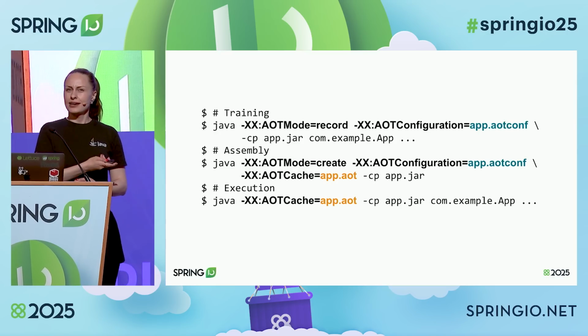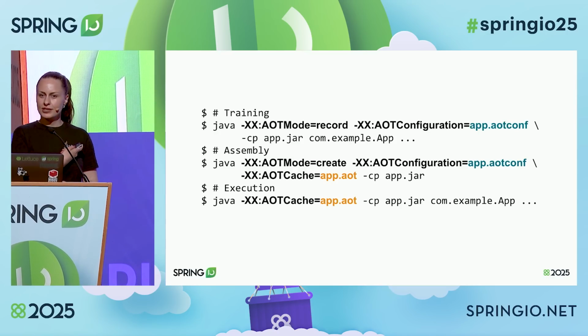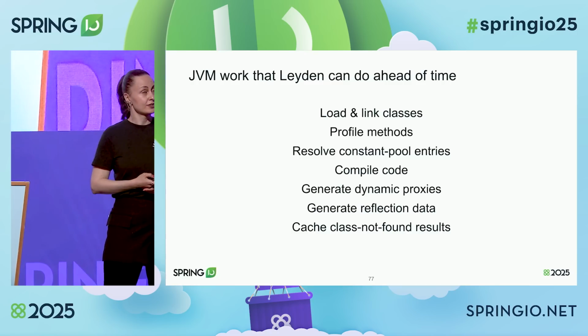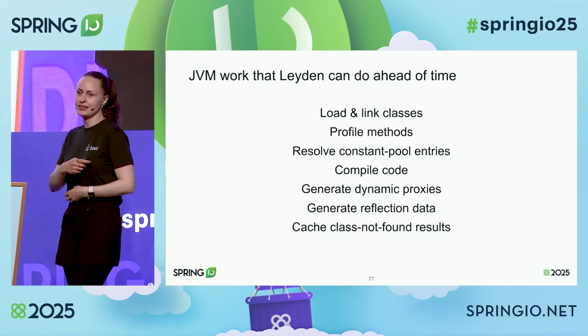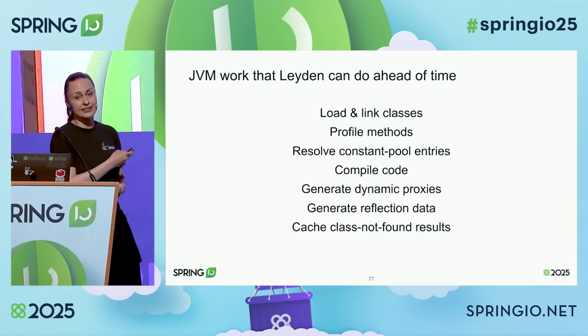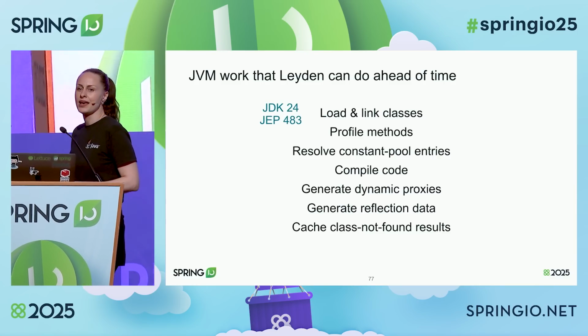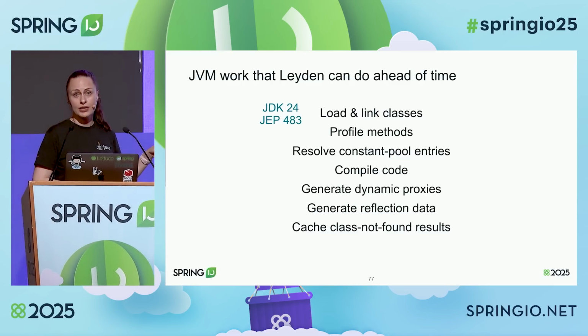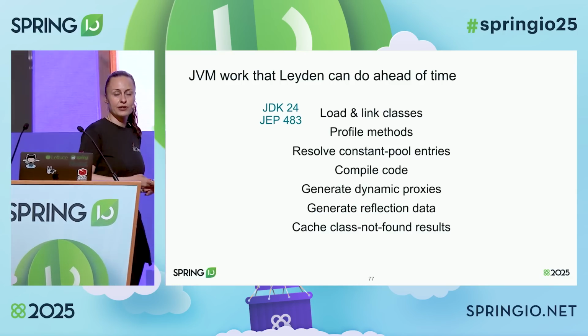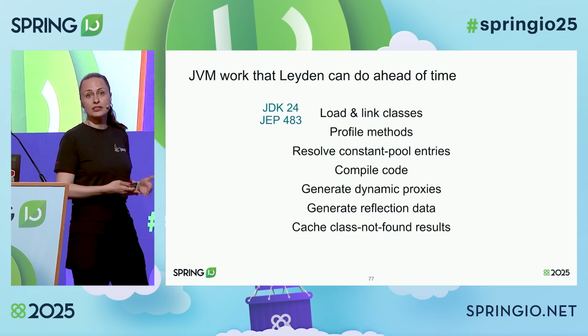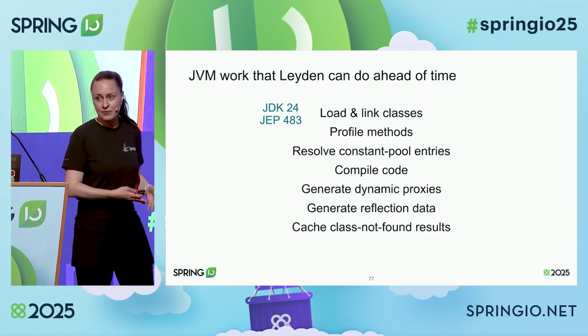So what exactly has Leyden delivered so far to the JDK? Well, the JVM work that Leyden has done so far is quite a lot. You see here first, load and link classes, which was delivered in JDK 24 via JEP 483. All the other optimizations that you see here in the slide are also part of the Leyden EA prototype, and in time, they will be integrated into the mainline JDK.